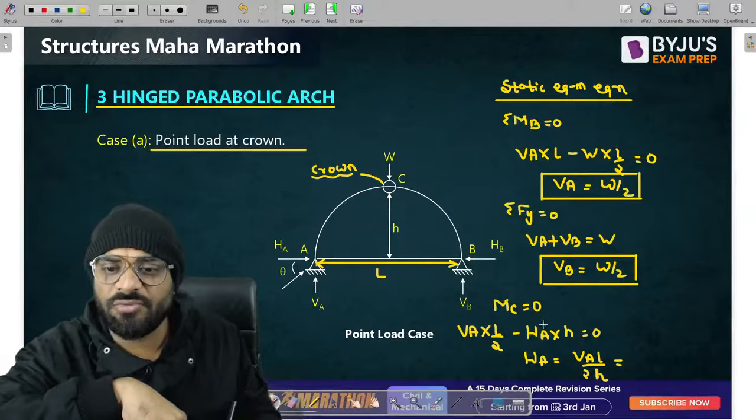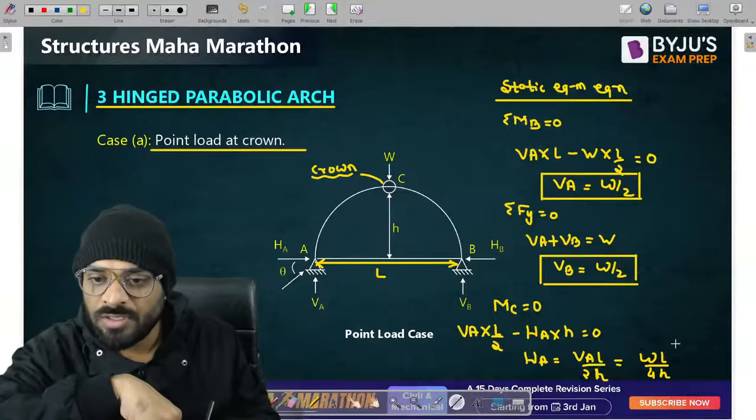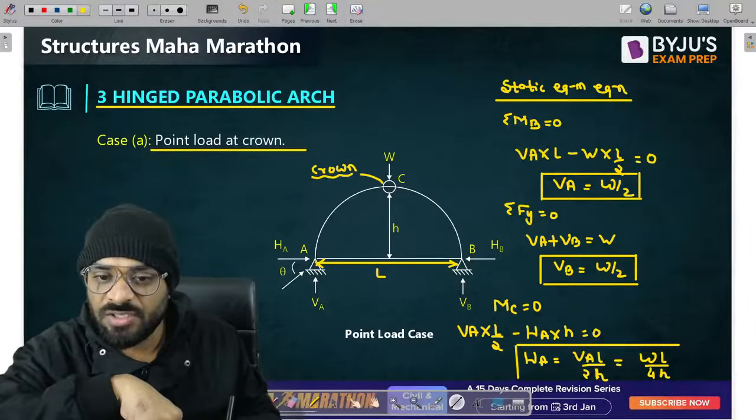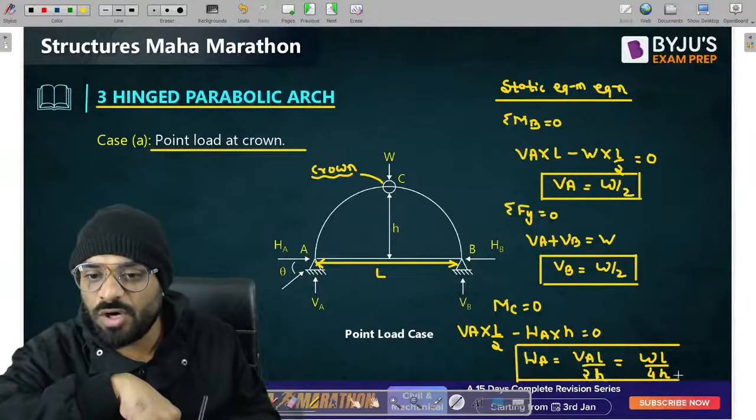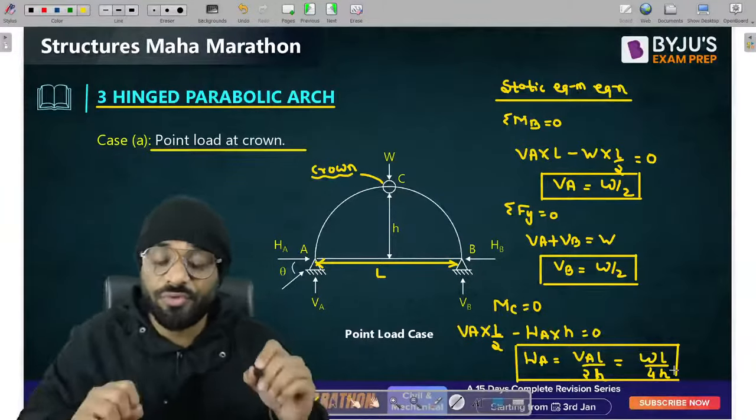Now what is the value of VA? W by 2. So our answer will be WL by 4H. So in this way we can solve the problem. Please remember this reaction. The horizontal thrust reaction is equal to how much? WL by 4H.